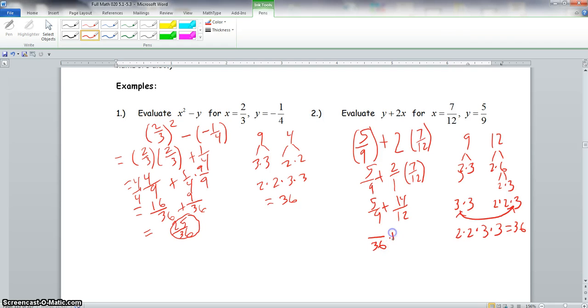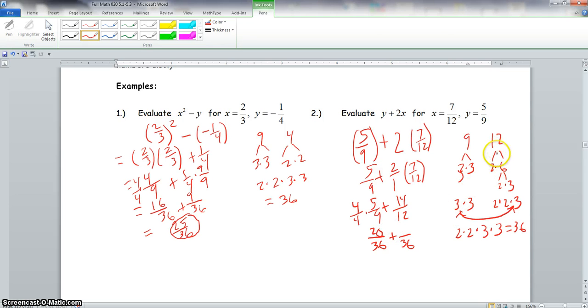So we'll write our common denominator of 36. Now we ask ourselves, we're comparing 9 to 12. What does 12 have that 9 does not? Now you notice they both have a 3, but 12 has 2 2's. So we know 2 times 2 is 4. So we will multiply this fraction by 4 over 4, and that will give us 20 over 36.